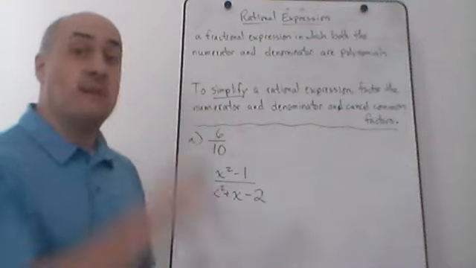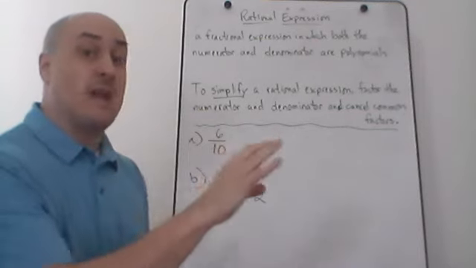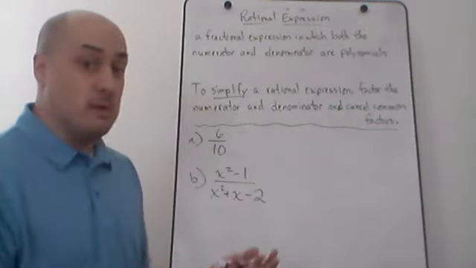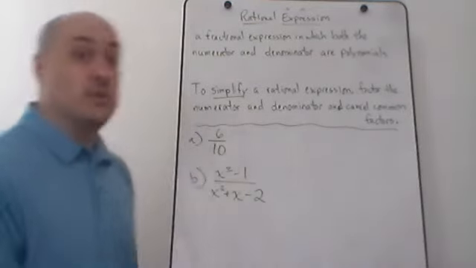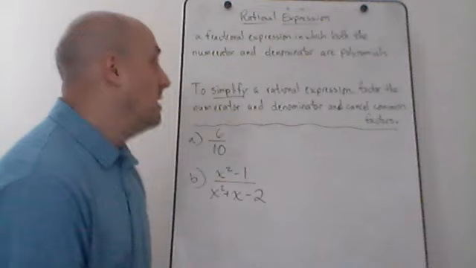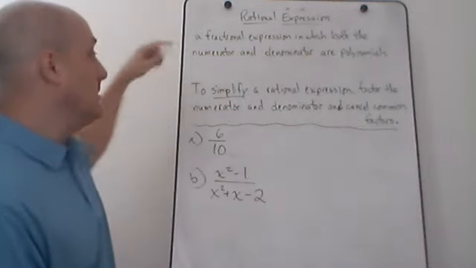So if I have a polynomial in the numerator of a fraction and another polynomial in the denominator of a fraction, that's what we call a rational expression. Rational as in ratio, as in having a fraction. So rational expression, that's what it is.